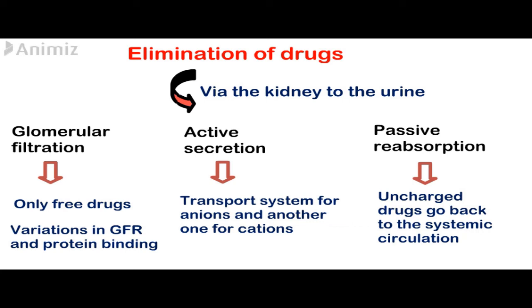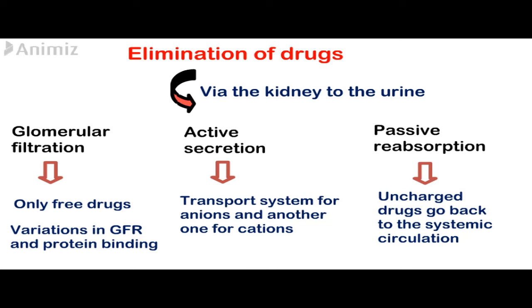Basically, drugs enter the kidney through renal arteries, which divide to form a glomerular capillary plexus. So, free drugs which are not bound to plasma proteins like albumin, only those free drugs flow through the capillary slits into the Bowman space as part of the glomerular filtrate.